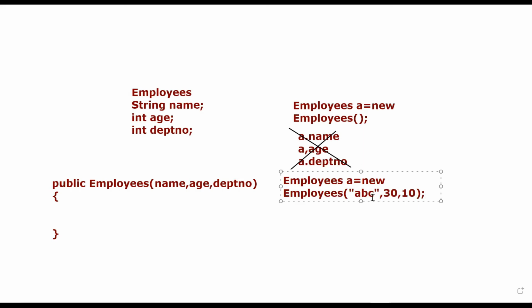So this reduces your line of code. If there are 1,000 variables also, you can write them in this bracket only, instead of writing a dot name, a dot age, a dot department number. Both approaches are okay, but here your line of code is reduced to just one line. But here you have to write 1,000 lines to give a value to initialize a particular variable. So this is the advantage of using a constructor.